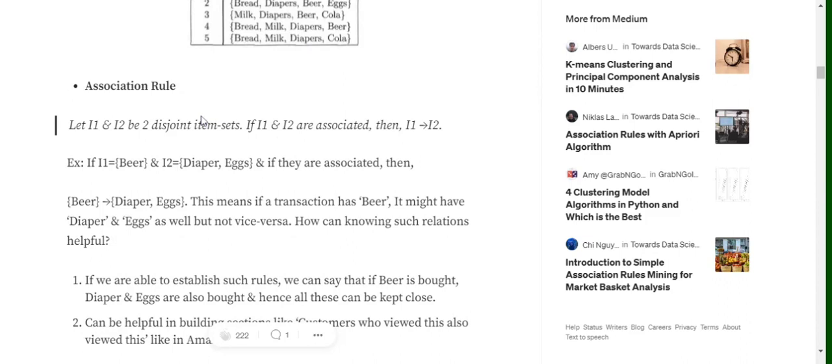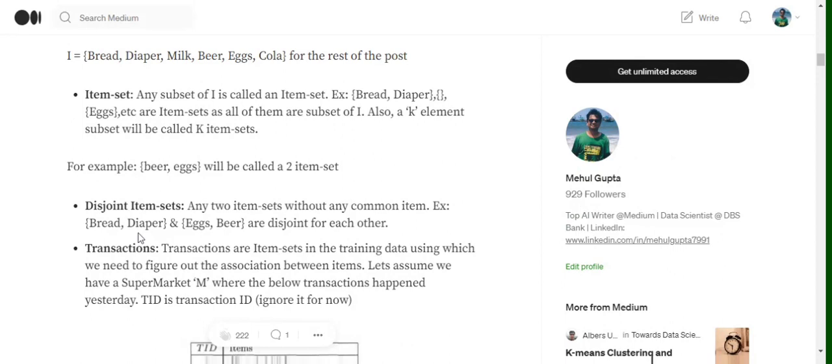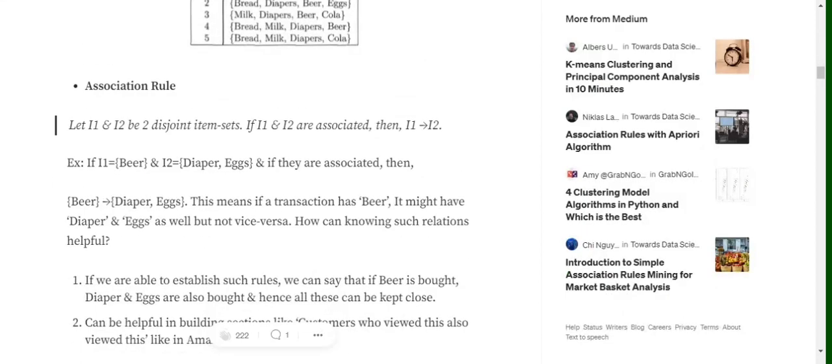What is an association rule? Assume that I1 and I2 are two disjoint item sets. We have discussed earlier what disjoint item sets are: those which don't have any element in common. If I1 and I2 are associated, then I1 leads to I2. Let me tell you what this means. If I1 equals beer and I2 equals diapers and egg, and they're associated, this would mean that beer would lead to diapers and egg. So if a transaction has beer, there are high chances that it might have diapers and eggs as well.